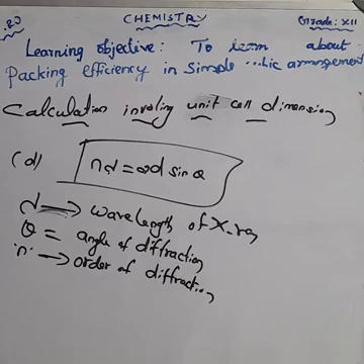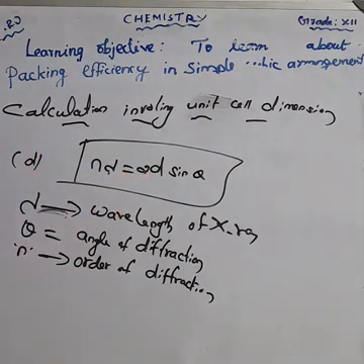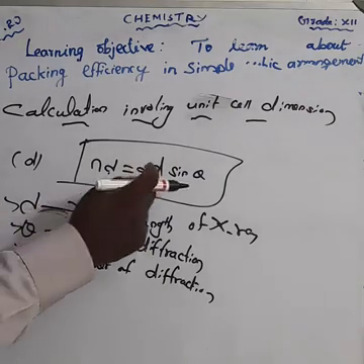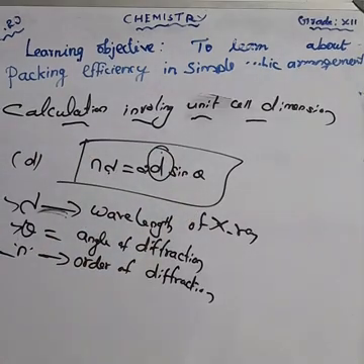Okay. And an important point: by knowing the value of theta, lambda and n, we can calculate the value of d. Which values are we knowing? The theta value, lambda value and also the n value. With those, we can calculate d.